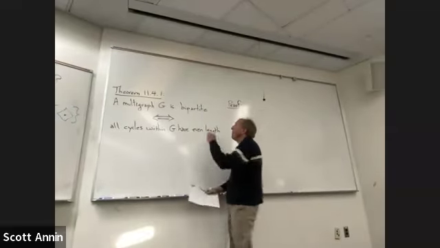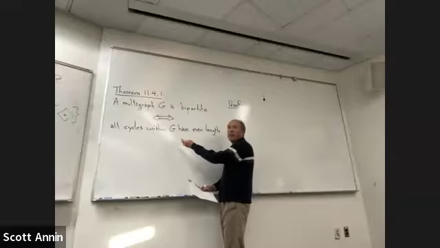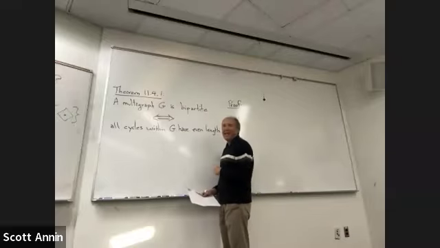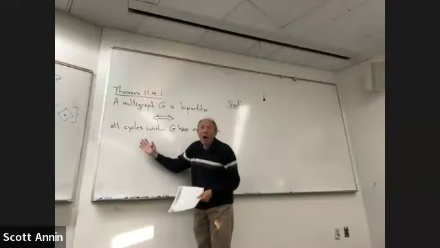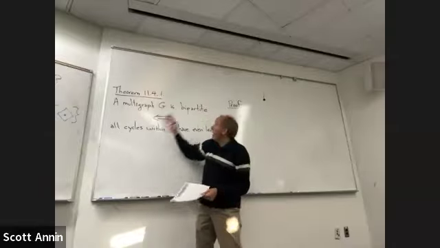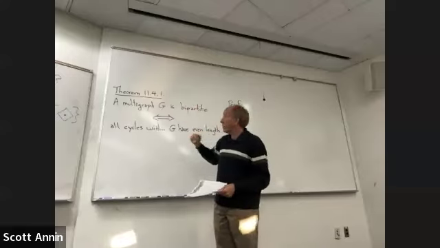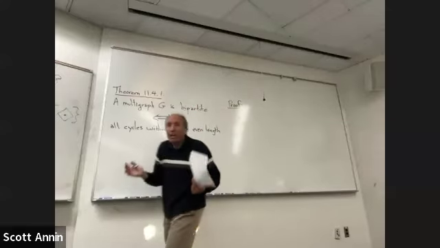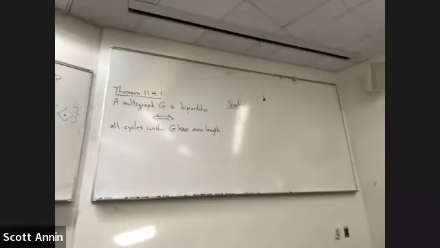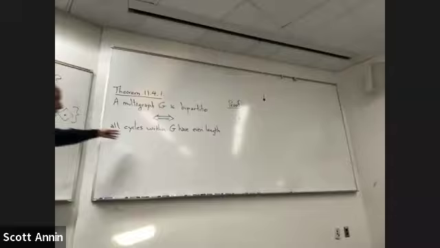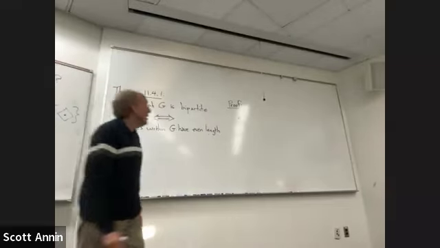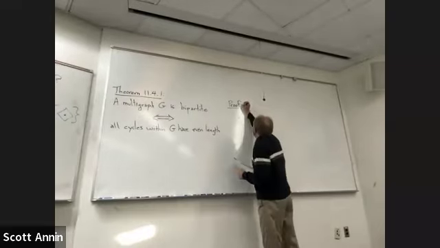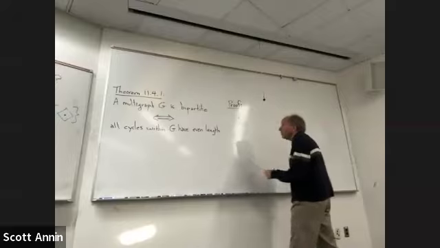It just means that if you find even one cycle of odd length, then your graph is not bipartite. Another thing is if the graph has no cycles at all, then it is bipartite because the condition will be vacuously true. If there are no cycles, then of course all cycles have even length because you don't have any cycles. Yeah, so this is, I think, a pretty reasonable result.